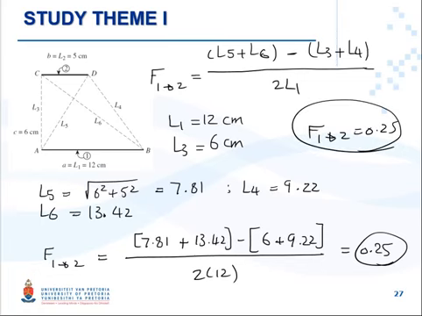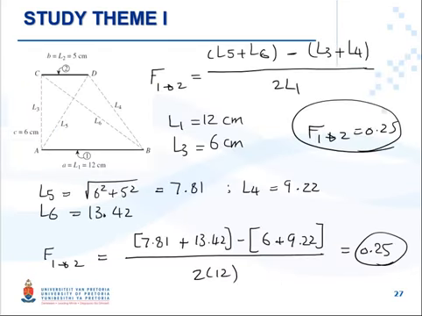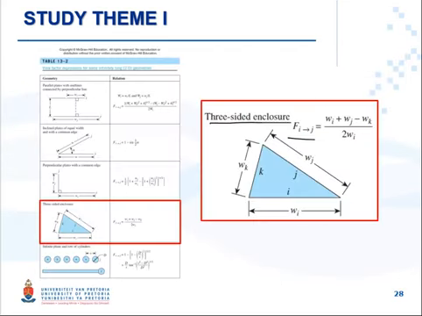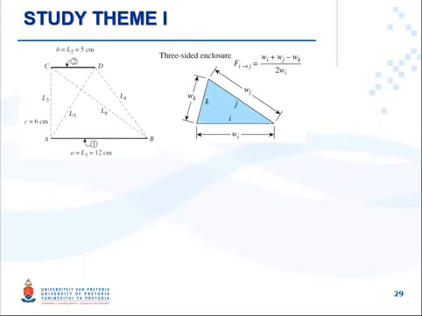That was section A of the example. Section B is saying to derive the cross-string formula by forming triangles on the given geometry and using equation 13.15 for view factors between the sides of triangles. So if we go to table 13.2, we see there is a correlation for how to find view factors for a three-sided enclosure.